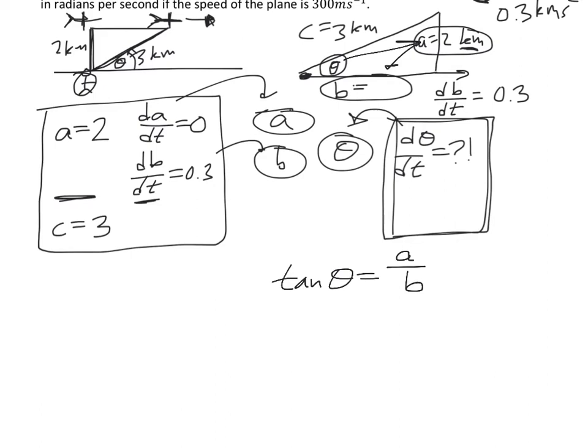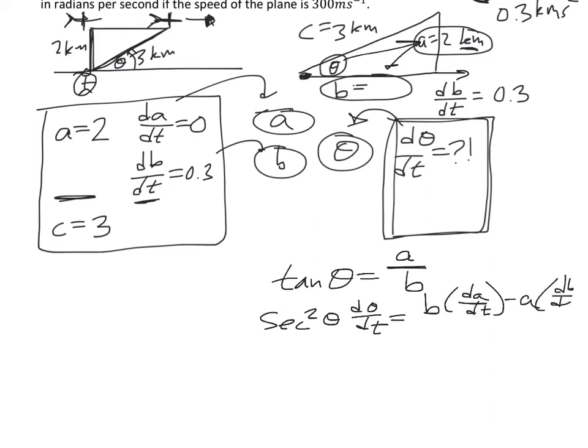So pause the video, do the derivative of this with respect to t. Remember that the left-hand side is just a memorized derivative. The right-hand side, you have a quotient, so you should use the quotient rule. The derivative of tangent, secant squared theta d theta dt equals low d high minus high d low, square the bottom.